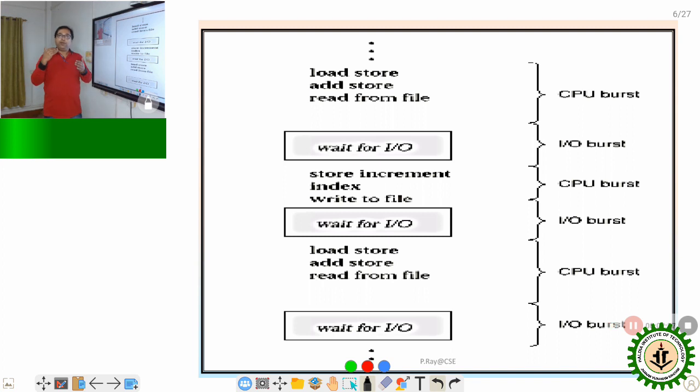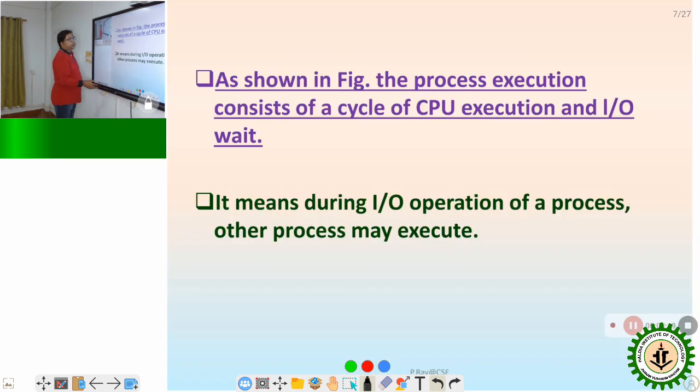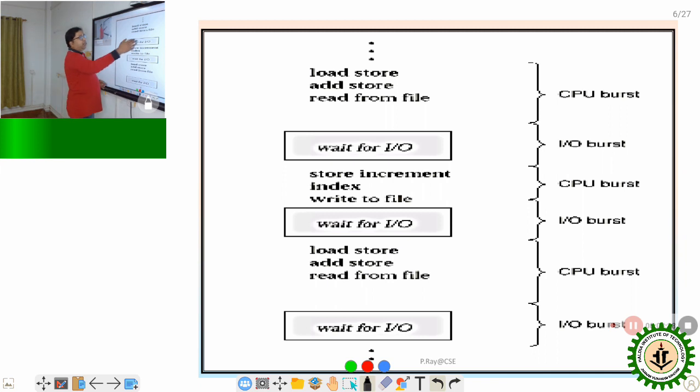That means when a process is executing, sometimes it may need input and output. At that time, the scheduler will schedule some other process to the CPU. So the two cycles, CPU burst cycle and IO burst cycle, are formed in this way. In the previous figure, the process execution consists of a cycle of CPU execution and IO wait. This is just the execution of the CPU burst cycle and IO burst cycle.